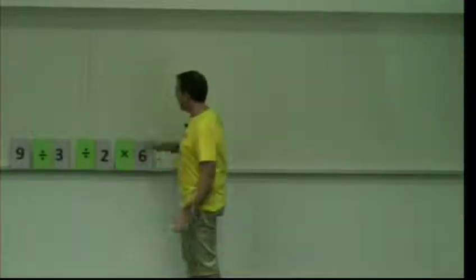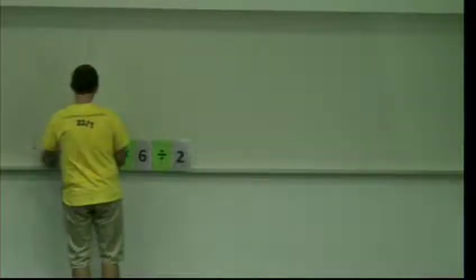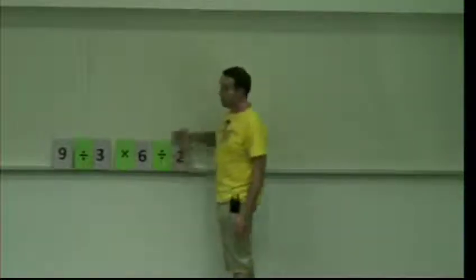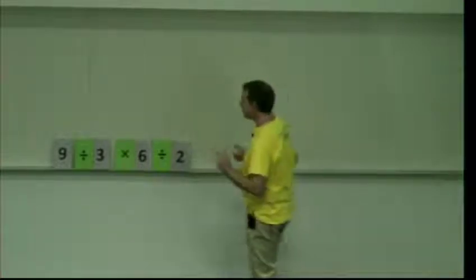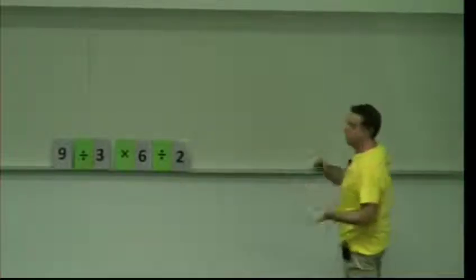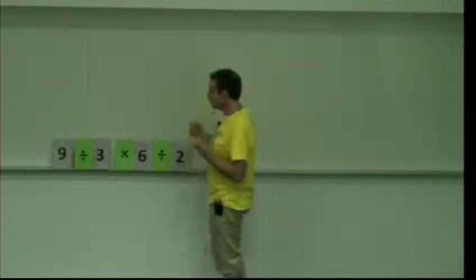Oh, even better, why don't I divide by the 2 later? 9 divided by 3 is 3. 6 divided by 2 is 3. I'll have 3 times 3, which is 9. So it doesn't matter what order you multiply and divide things in, as long as the things which were divided are still divided after.